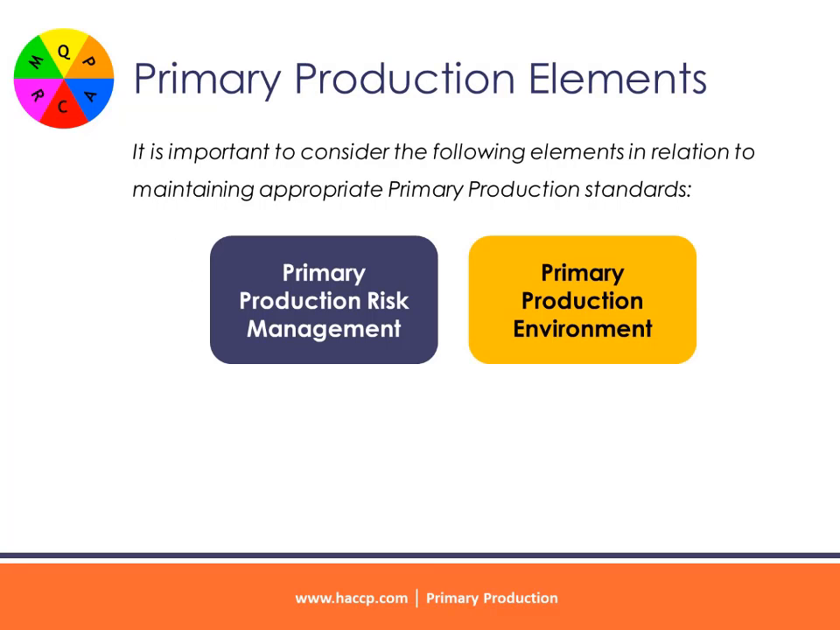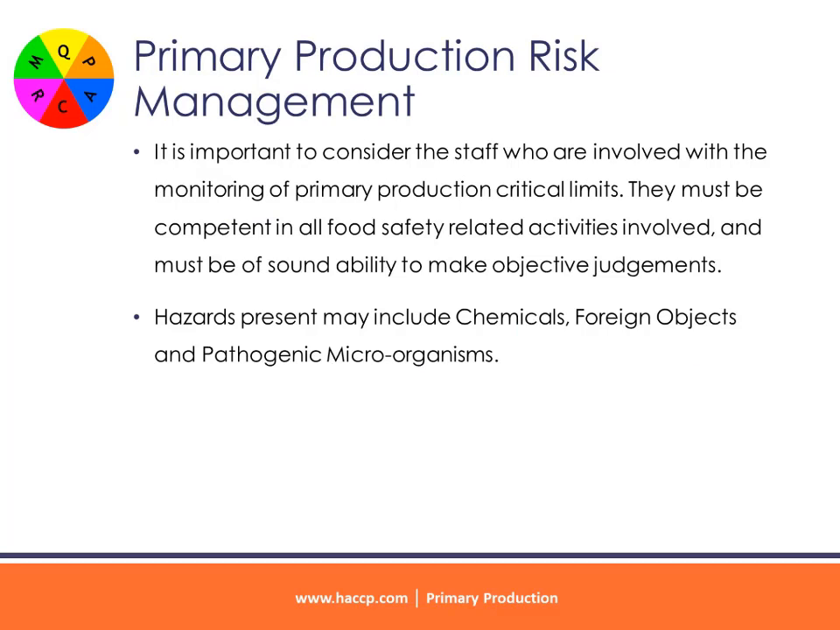Primary production elements. It is important to consider the following elements in relation to maintaining appropriate primary production standards. Primary production risk management. It is important to consider the staff who are involved with the monitoring of primary production critical limits. They must be competent in all food safety related activities involved, and must be of sound ability to make objective judgments. Hazards present may include chemicals, foreign objects, and pathogenic microorganisms.